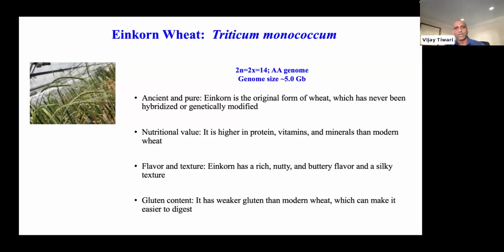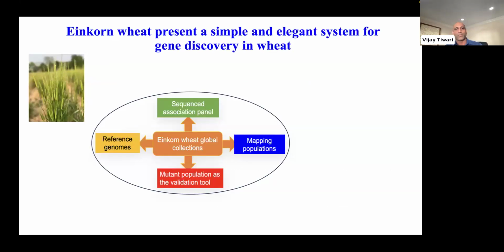It has a diploid genome. The genome is about 5 to 5.2 GB, and it has not been hybridized or modified. It has higher protein, vitamins, and minerals than our cultivated wheat, and it provides unique texture and has weaker gluten content that can be easier to digest. So all these traits make einkorn a good crop to work with. And again, einkorn is being used in some portion in Europe and the US as a crop too. So I think there's potential to increase einkorn as a crop, or advance it as a crop model too.